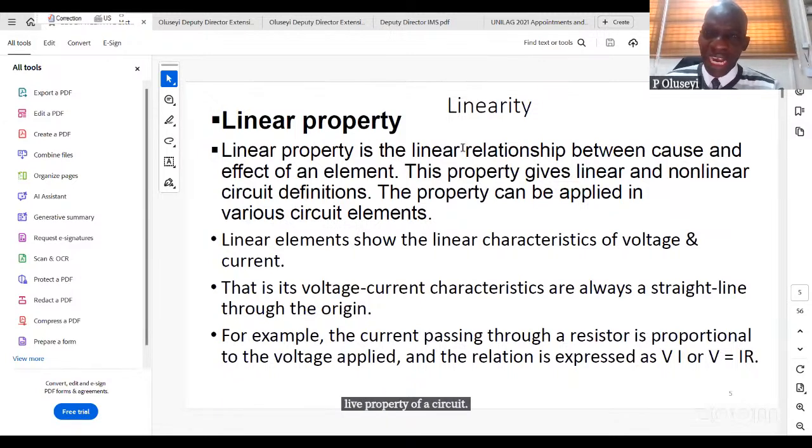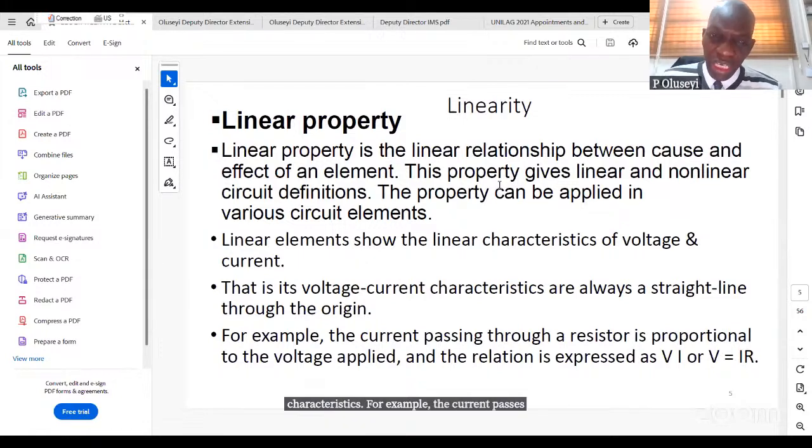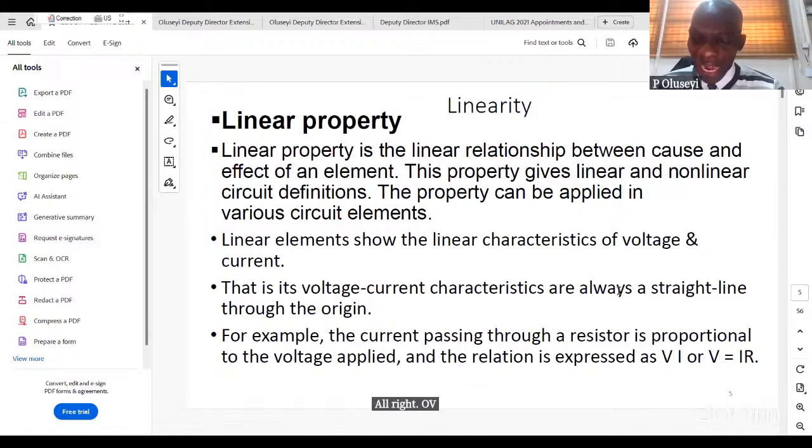So this property gives the linear and non-linear circuit definition. The property can be applied to various circuit elements. Linear elements are elements whose voltage and current characteristics, just as I taught you in week 2 of these lectures, are always a straight line through the origin. So that's what we mean by IV characteristics. For example, the current passing through a resistor is proportional to the voltage applied to it. On account of that, you have V equals IR, which is what gives us the IV characteristics.